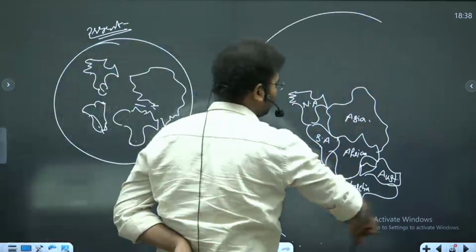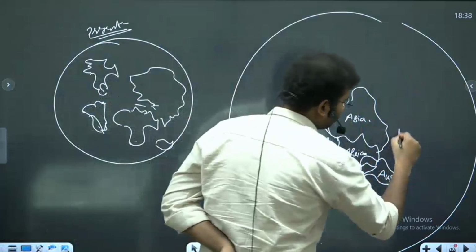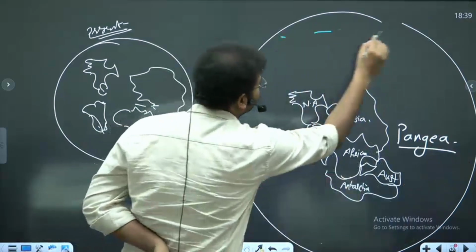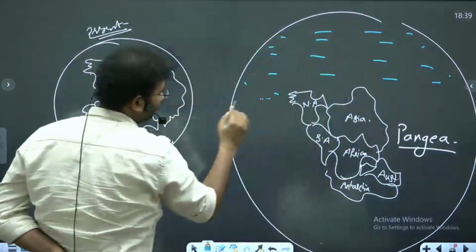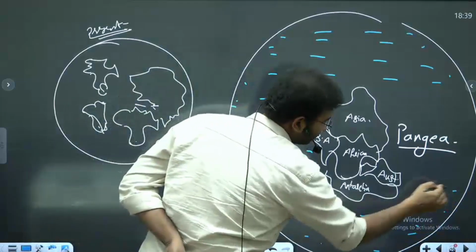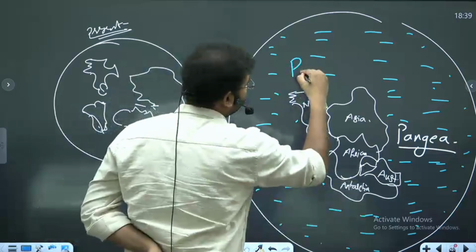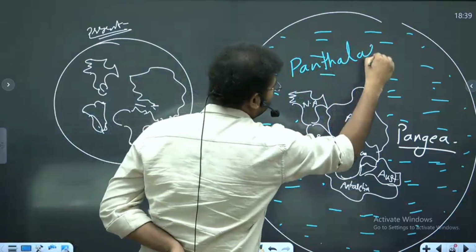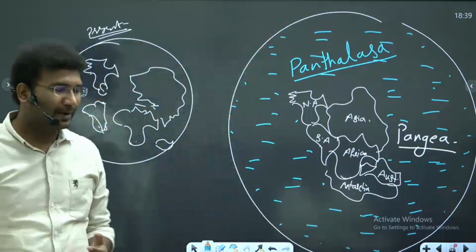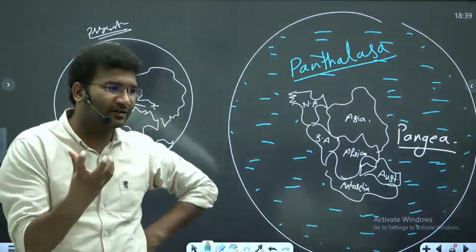And this is our Earth. And he called this Pangaea, and the ocean around it he called Panthalassa. The entire ocean he called Panthalassa. Pangaea and Panthalassa, these are the names for the continents and ocean, which he said were once present at one single place.